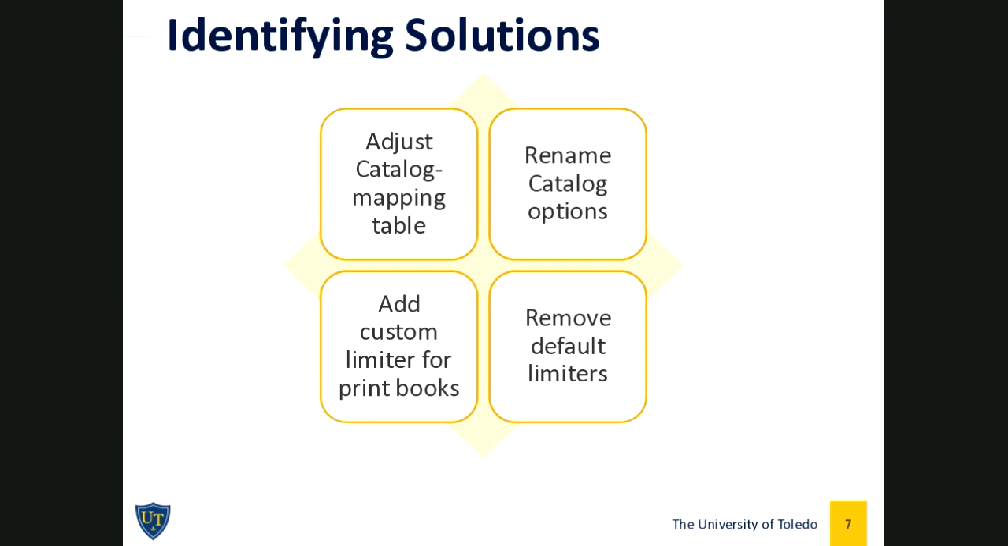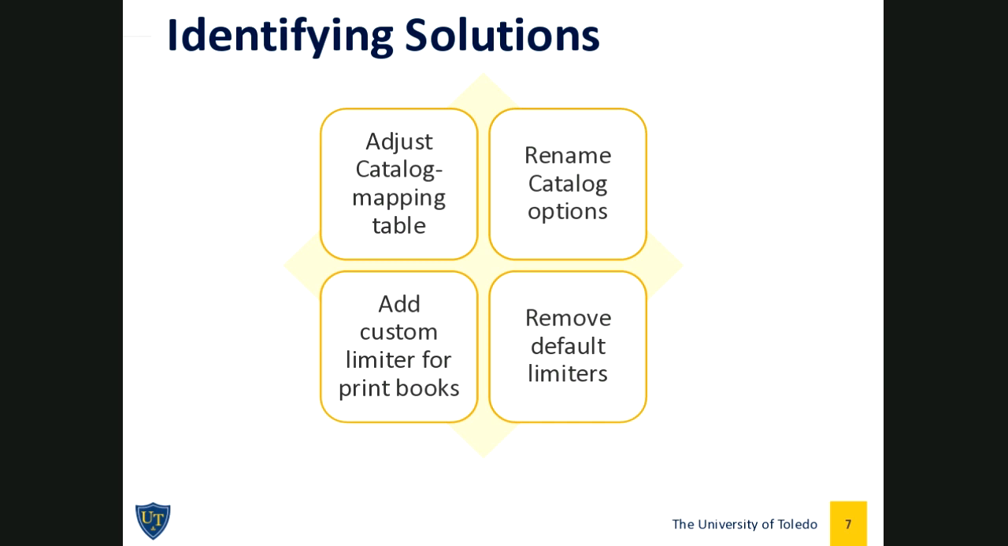Some people would take several minutes to find a book, or they would just give up. So we talked with EBSCO, and they made some suggestions. They looked at our mapping table for EDS, and they found that ebooks were also being mapped with print books. So that was really influencing the results people were seeing. At their suggestion, we also added a custom limiter just for print books, and once we removed ebooks from that, it worked a lot better.